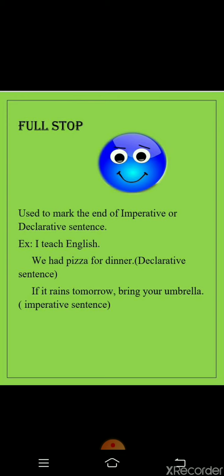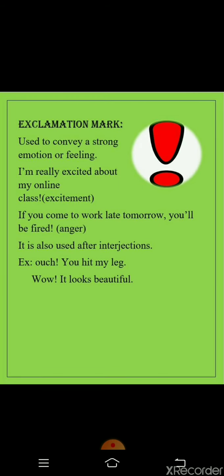So where do we use full stop? We use a full stop at the end of declarative or imperative sentences. We use a question mark when we end our question. We use an exclamation mark when we convey a strong emotion or a feeling, and we also use an exclamation mark in interjections like hooray, wow, amazing, all these. Okay.